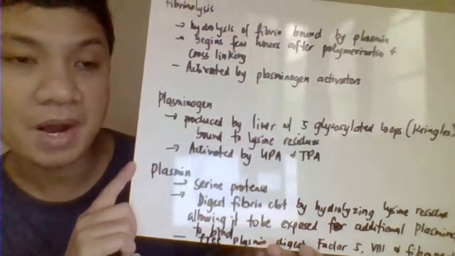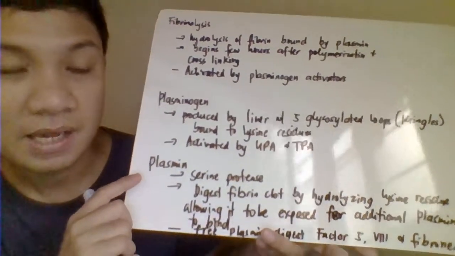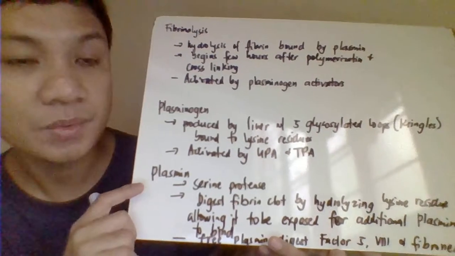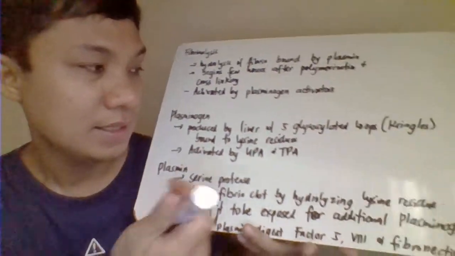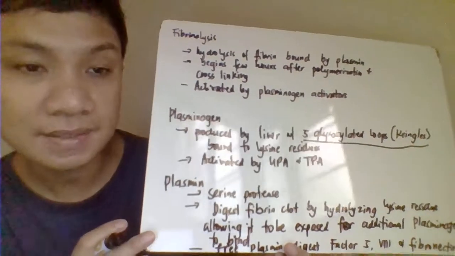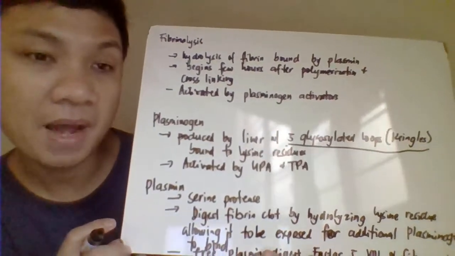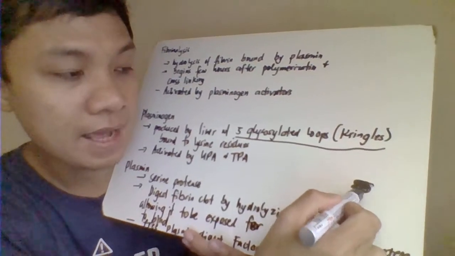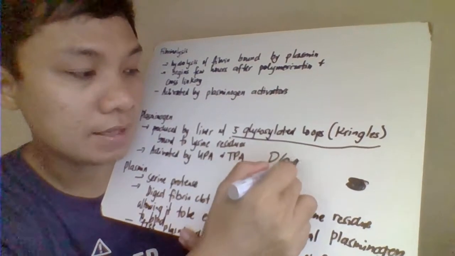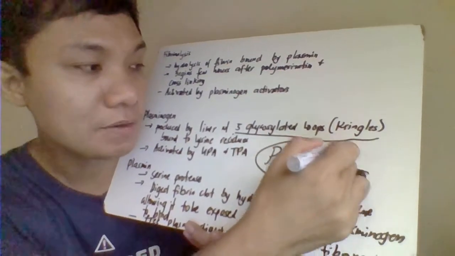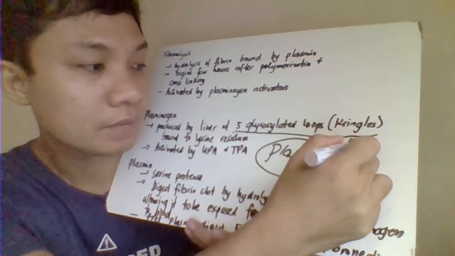Plasminogen is produced primarily by our liver. It contains 5 glycosylated loops, also called kringles. The 5 glycosylated loops, or the kringles, serve as its binding site para makapag-bind sa ating fibrin clot. So for example, kung ito ang fibrin clot natin, ito ang plasminogen natin. Your plasminogen contains these kringles.